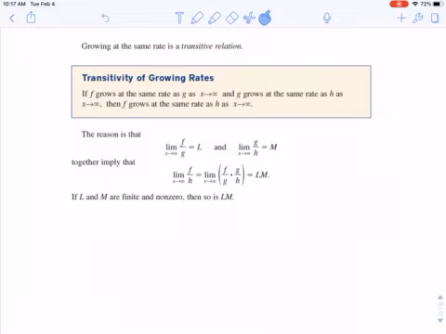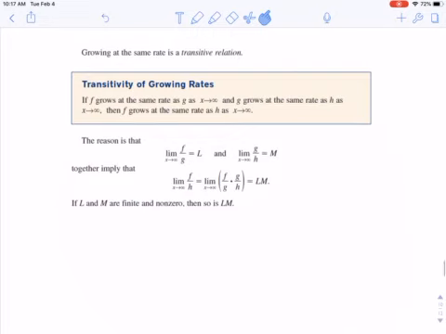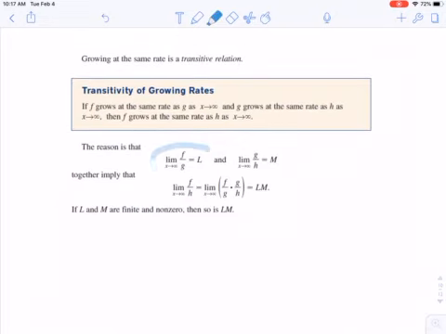The reason that works is this: this says that f and g grow at the same rate because the limit as x goes to infinity of their ratio is some non-zero constant. And if I look at g compared to h, I get some non-zero constant. Together, that implies that the limit as x goes to infinity of f over h is the same thing as the limit of f over g times g over h, because I can cancel out those g's.